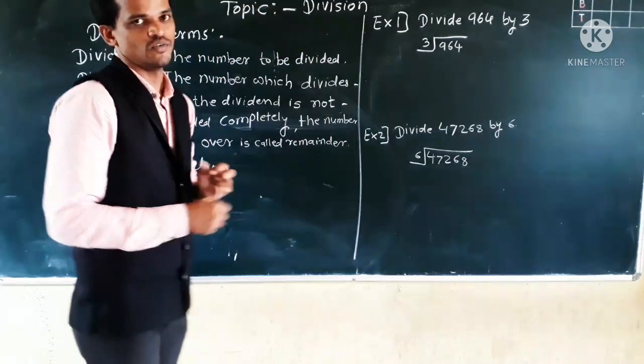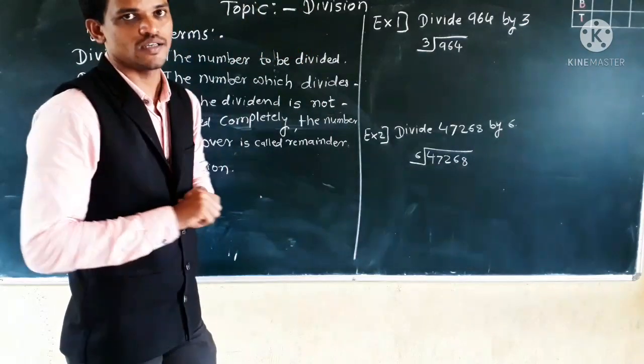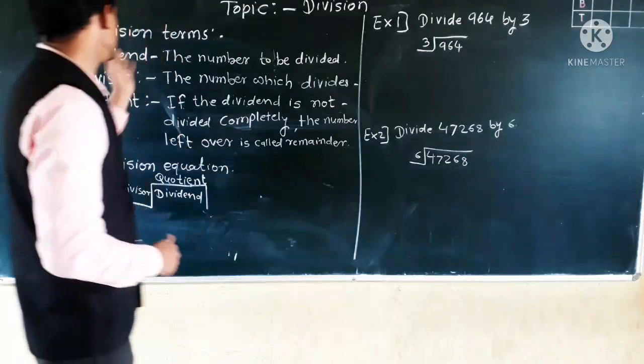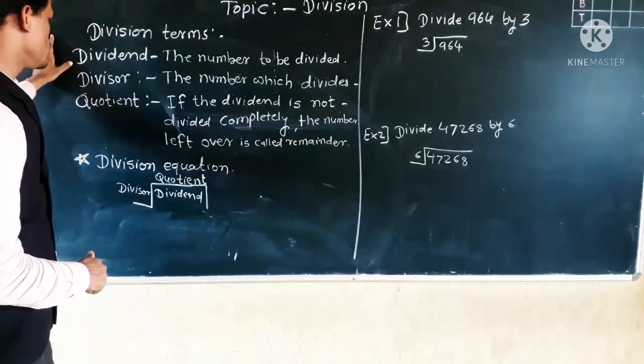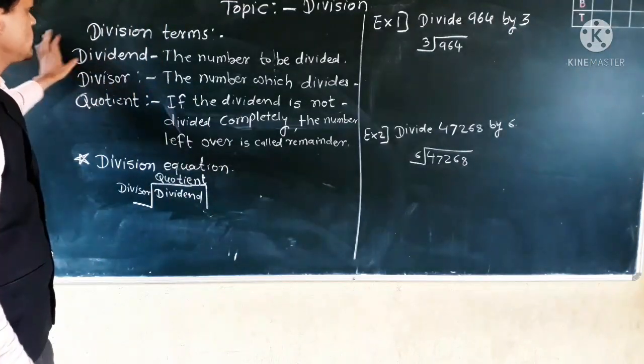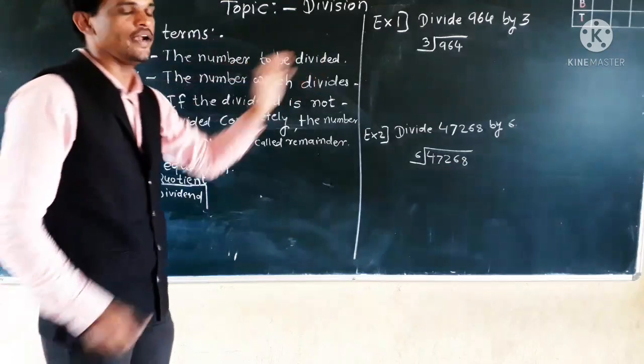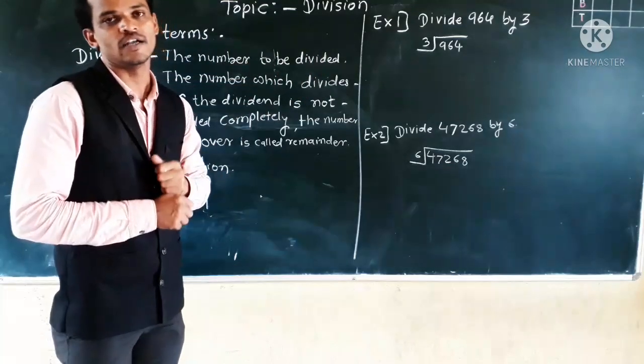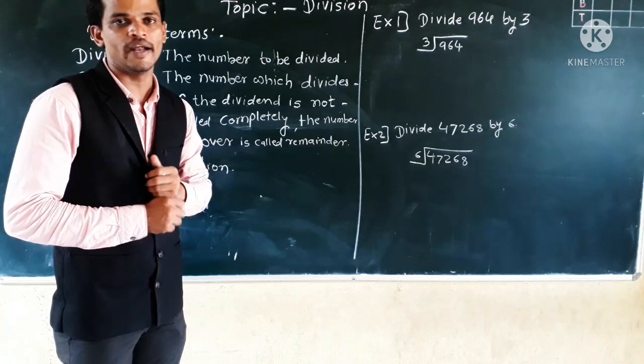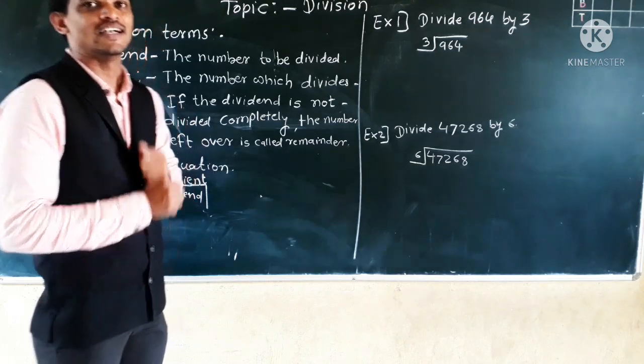Okay, so first we will learn some basic terms regarding division. First, that is dividend. What does dividend mean? The number to be divided is called the dividend.